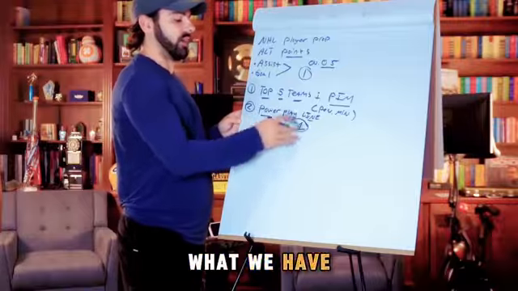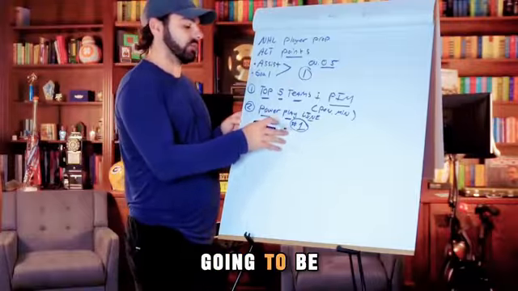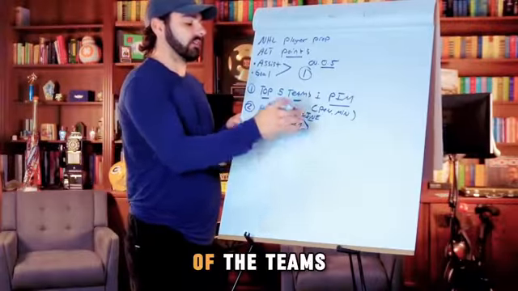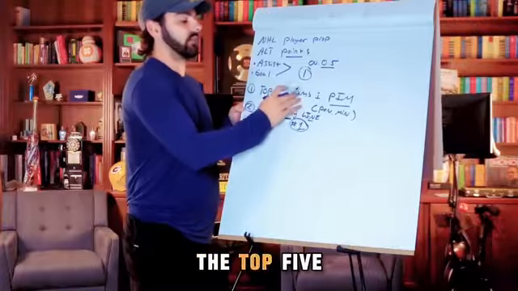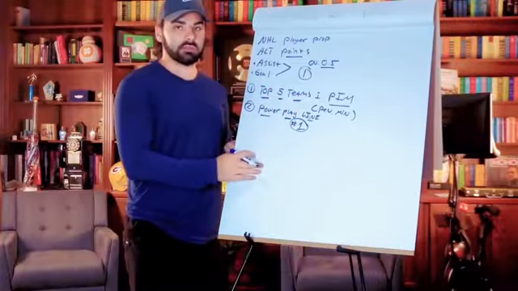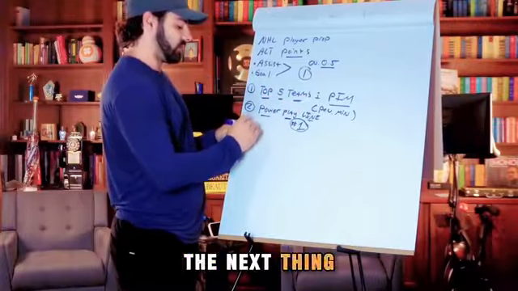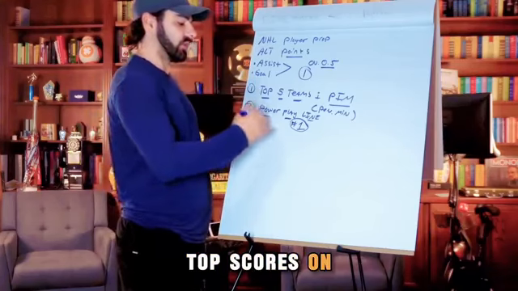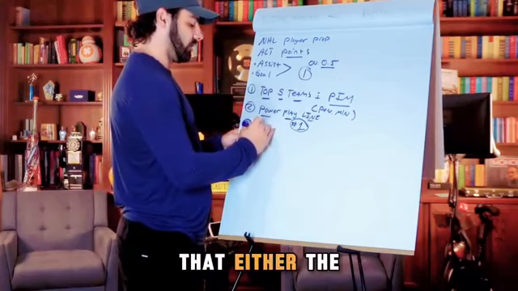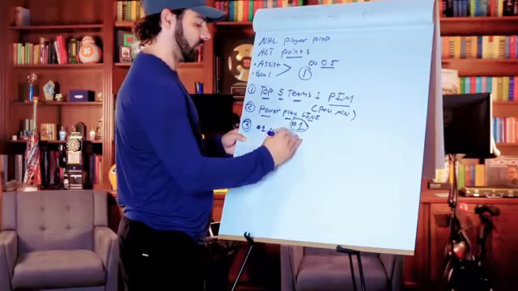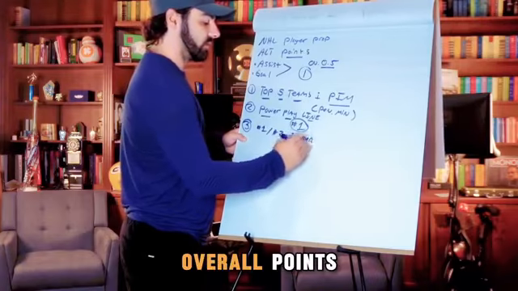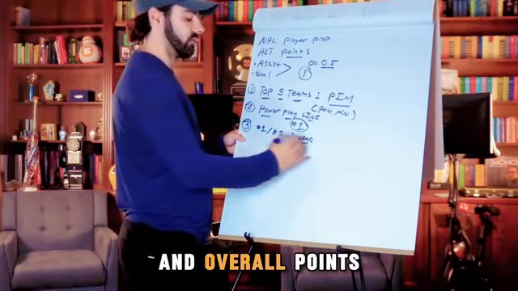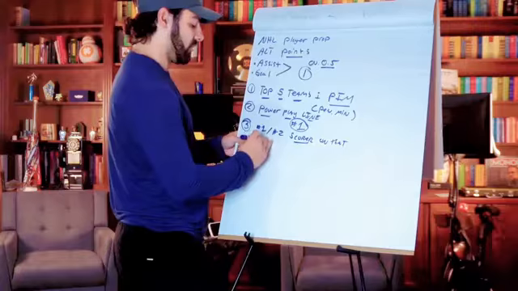So right now what we have written down pretty much is going to be the power play lines of the teams that are going against the top 5 teams in penalty minutes. Now once you have those written down, the next thing you're going to do is look at the 1 and 2 top scorers on each of those teams. Alright, so that either the number 1 or number 2 scorer in points, overall points, not just goals, and overall points on that power play line.